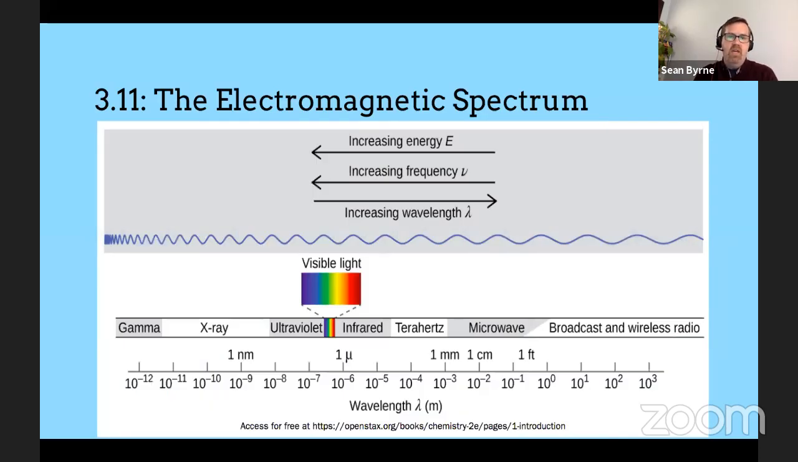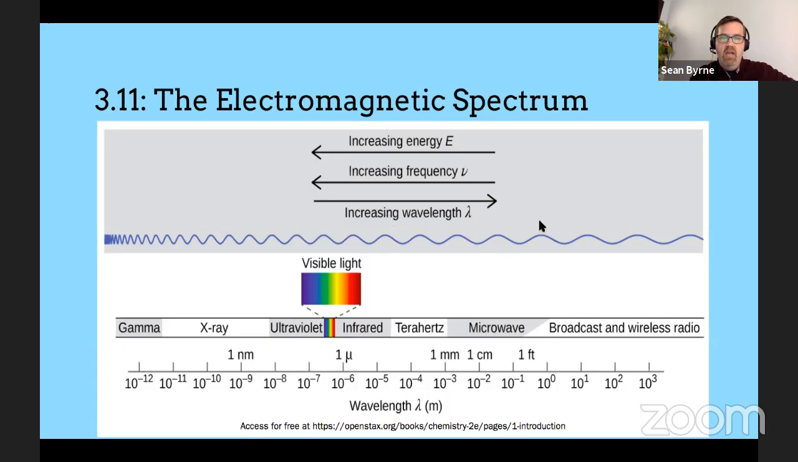Here's the entire electromagnetic spectrum. I imagine that this is something that you have seen multiple times in other places. We know that the spectrum is a range all the way from wavelengths that are very, very small, so our peaks would be very, very close to each other over here, to wavelengths that are very, very long, 10 to the third. So here's 1,000 meters between the crests, or the peaks.